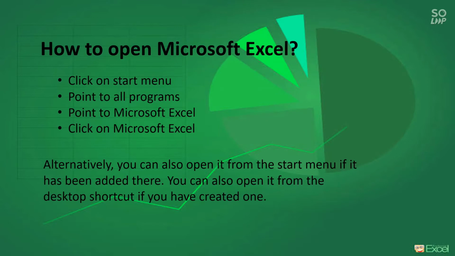How to open Microsoft Excel? Click on the Start menu. Second, point to All Programs. Third, point to Microsoft Excel. And the fourth one is click on Microsoft Excel. Alternatively, you can also open it from the Start menu if it has been added there. You can also open it from the desktop shortcut if you have created one.